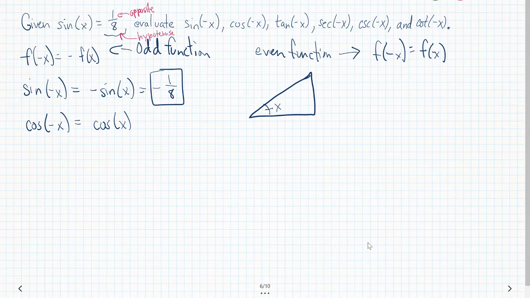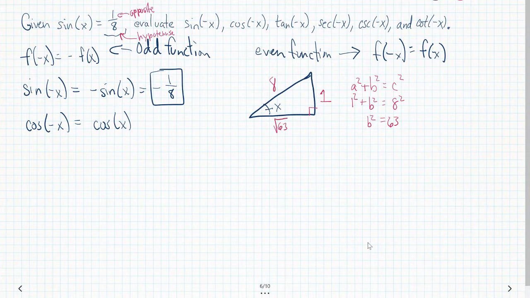So that means the opposite side is 1. The hypotenuse is 8. So now we've got to use the Pythagorean theorem because it's a right triangle. So you get a squared plus b squared equals c squared. Our c is 8, so we get 8 squared. Our a, or you can call it b, it doesn't really matter, 1 squared plus b squared. So you get 64 minus 1, which is 63, so b squared equals 63. So that means this side is the square root of 63.